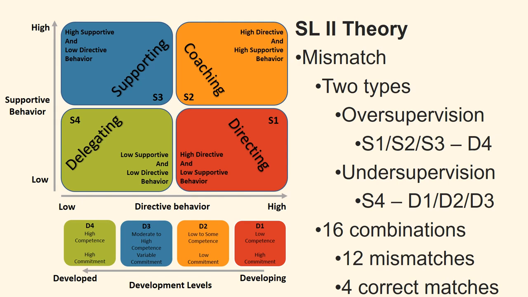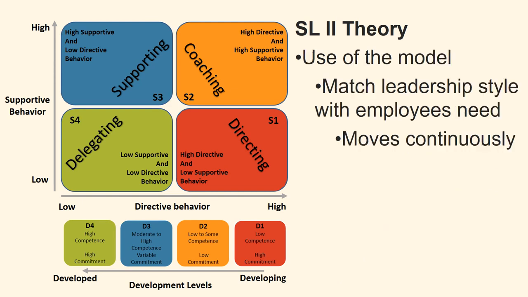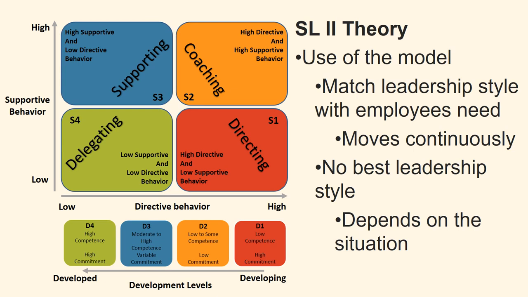In the model, there are a total of 16 combinations between leadership styles and development levels. Of these, 4 are a correct match and the other 12 are mismatches. As a leader, you can use the model to match your leadership style with each of your employees' needs for leadership. You must be aware that an employee continuously moves in the model, depending on which task or goal you set for the employee. There is no best leadership style. It depends on the situation.